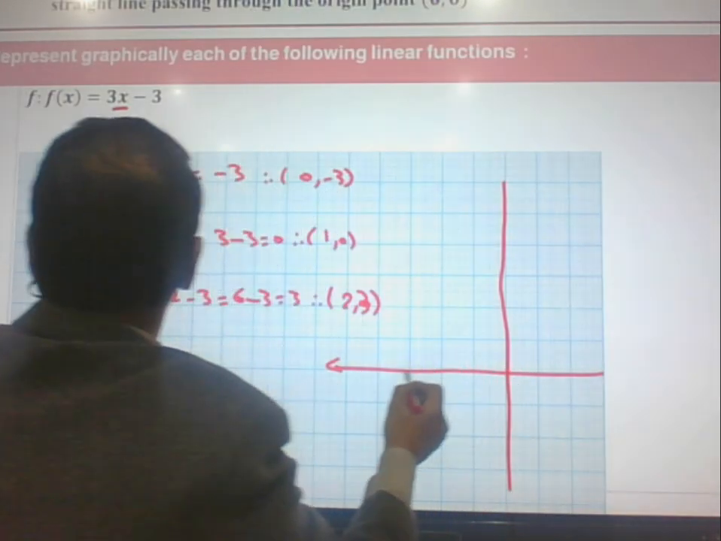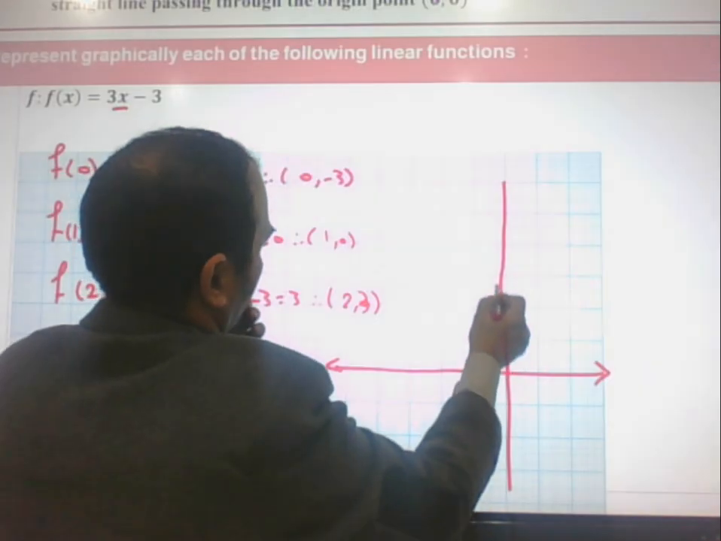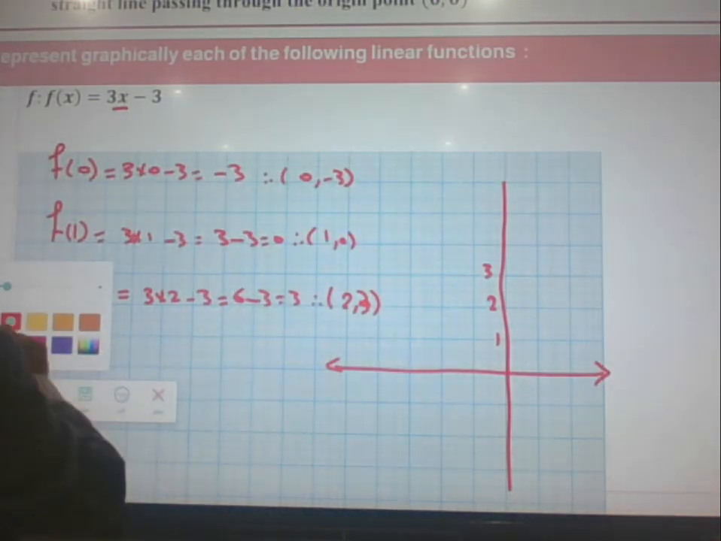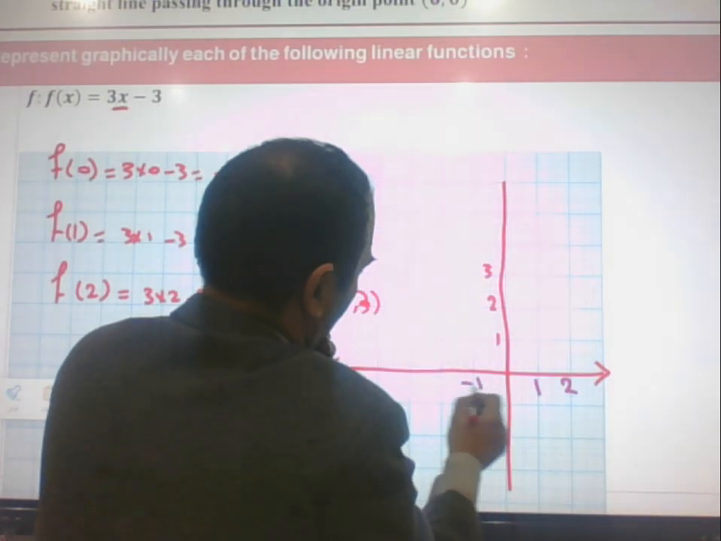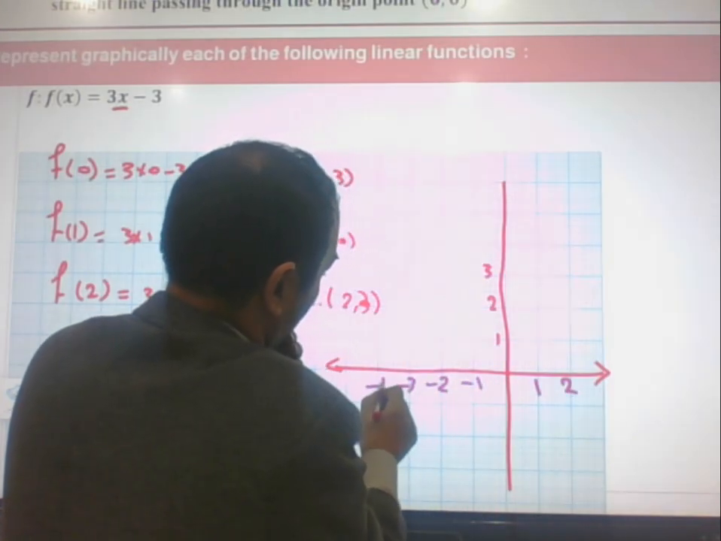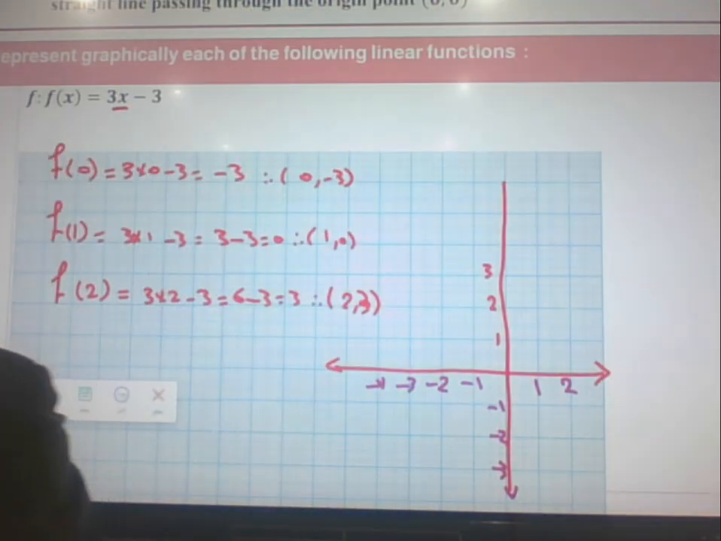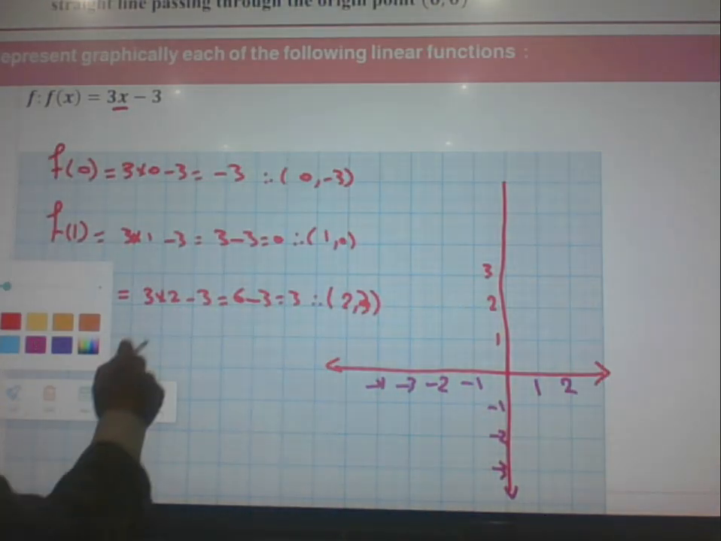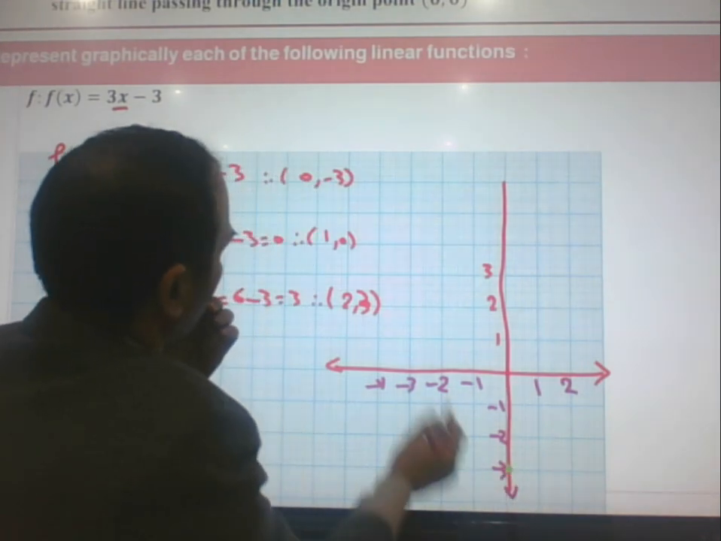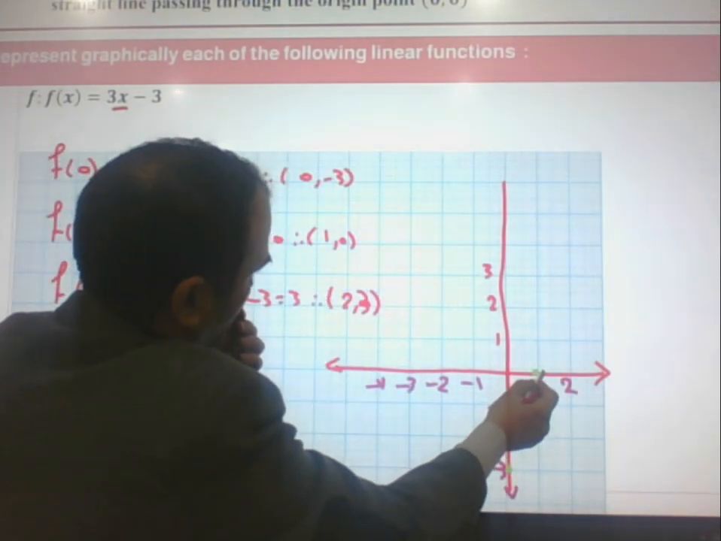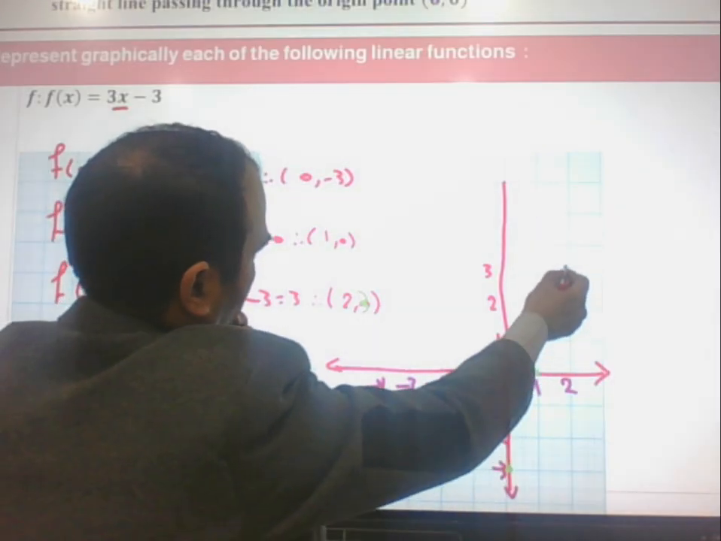Okay, I found 0, 1, and 2. Here, the image 1, 2, 3, and down here we have negative 1, negative 2, negative 3, negative 4. Now I will put the points here. This is the function. The first point is 0 and negative 3. Going here from 0 to negative 3 is the first point. 1 and 0 here. Second point, 2 and 3. Start from 2 going up 3 steps.